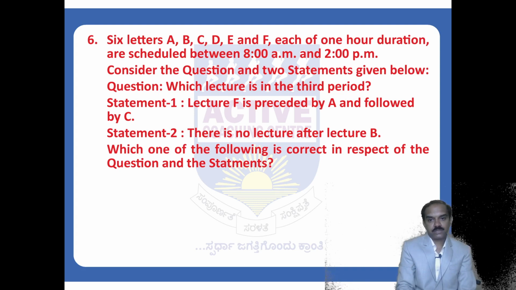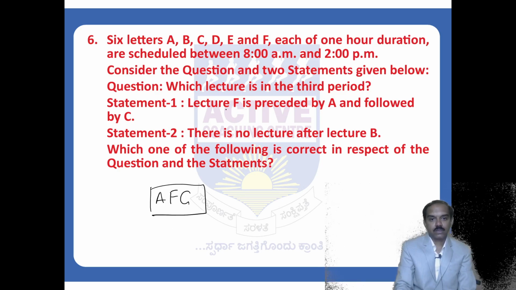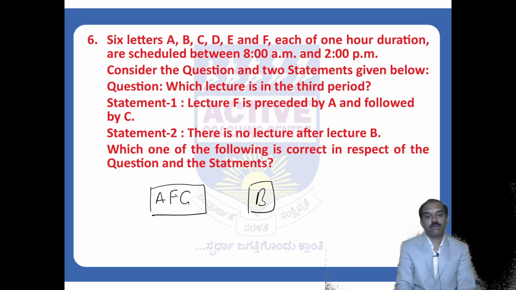Lecture F is preceded by A. This is how you must write. And followed by C. This is how you must write. These three will go hand in hand. This is statement number 1. Statement number 2 says there is no lecture after lecture B, meaning that is the last. Last B is fixed. A, F, C, all the three are intact, but where exactly we don't know, right?